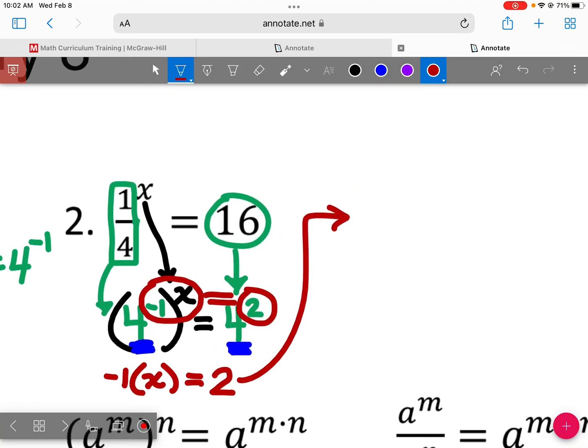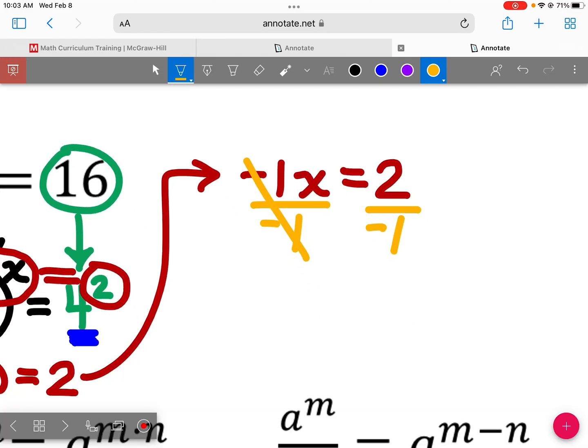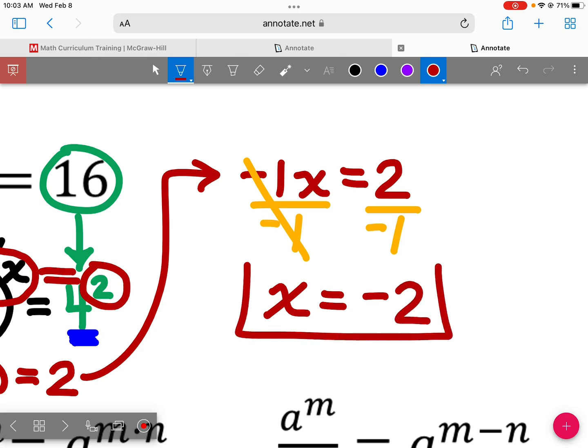So I have negative 1x equals 2. What do I need to do now to get the x all by itself? Divide by negative 1. That makes my negative 1 over here cancel. What is 2 divided by negative 1? Negative 2. Beautiful.